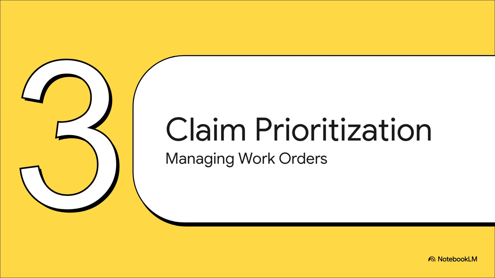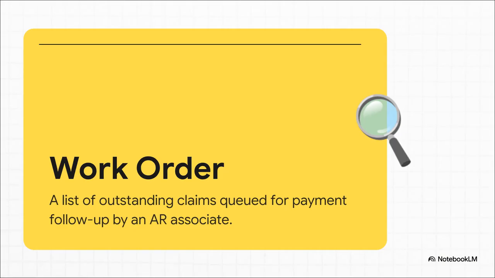All right, Section 3, Strategic Claim Prioritization. Time to pivot from the theory of metrics to your actual daily routine of managing working inventory. So your entire daily workspace revolves around the work order. This is a specific, assigned list of outstanding claims queued up for payment follow-up by you, the AR associate. When you open your work order on a Monday morning, honestly, it can be pretty overwhelming.